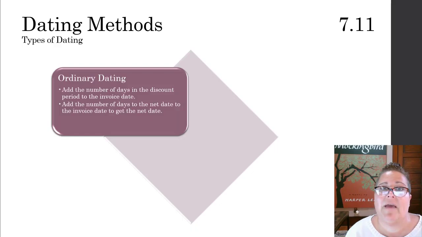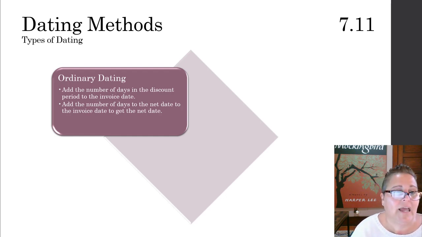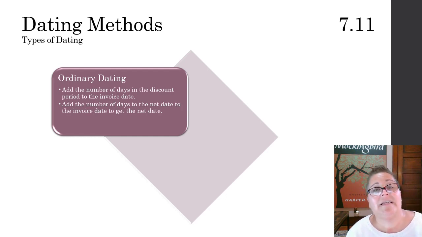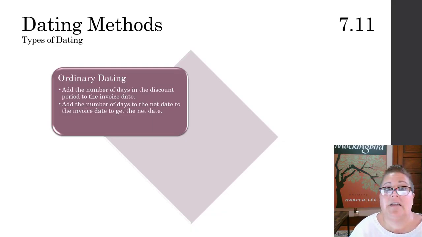The ordinary dating method: you add the number of days in the discount period to the invoice date in order to get the discount date, and you add the number of days to the net date in order to get the net date. This is just addition. Everything is based on the invoice date. Does it say May 5th? Then we're always going to start with May 5th. That's where we're going to begin our count.